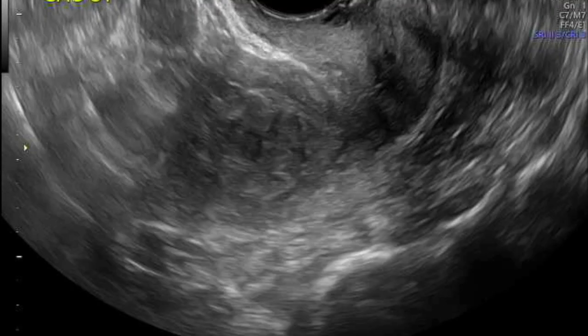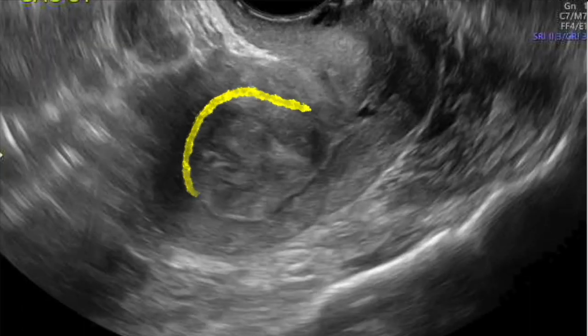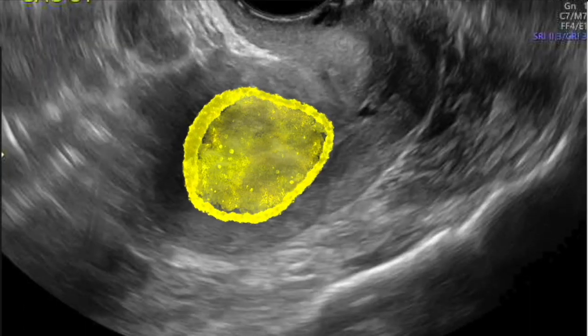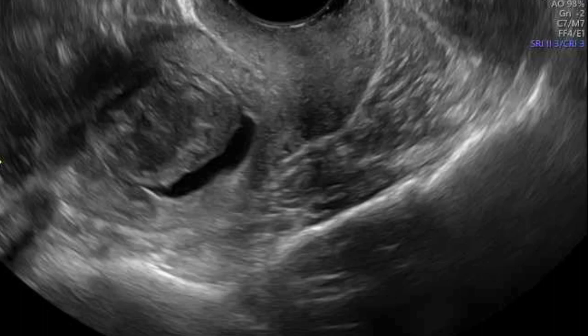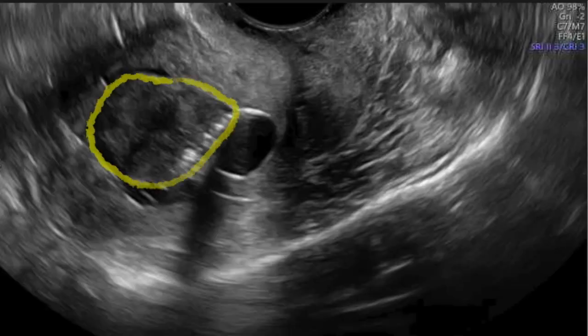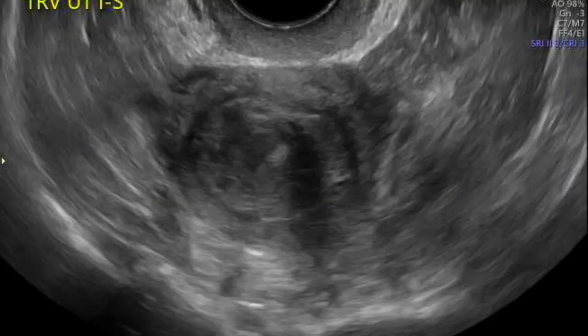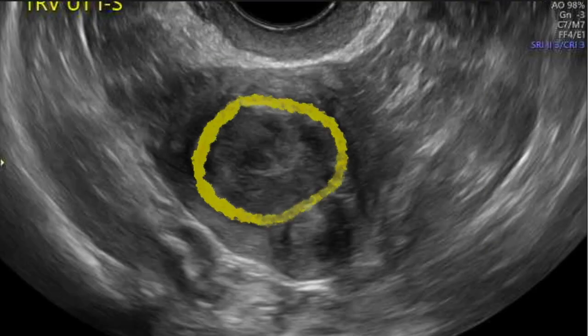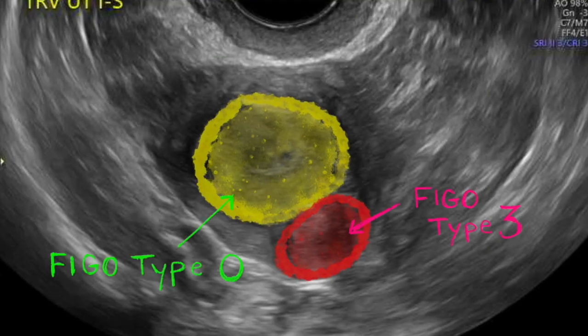I always look at the ultrasound when planning the surgery. You can see here this 4 cm pediculated fibroid arising from the fundus, definitely getting this one. But wait, in the posterior wall there is a 3 cm type 3 intramural fibroid that does not bulge into the cavity at all. This will be our challenge.